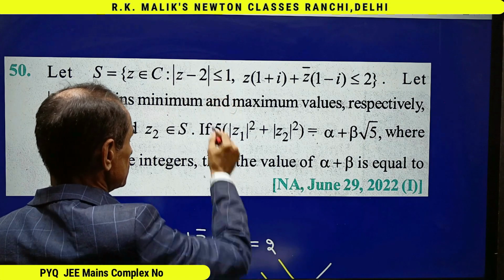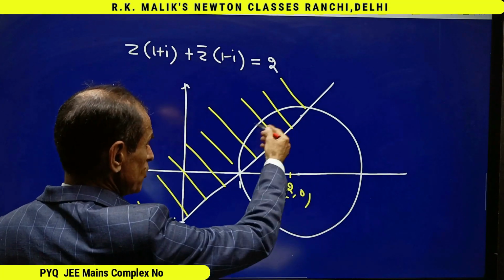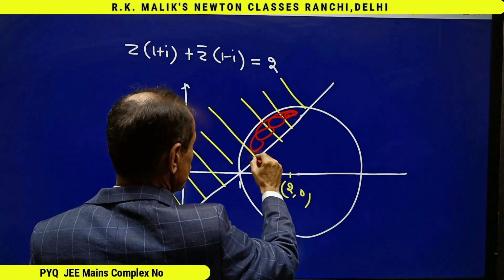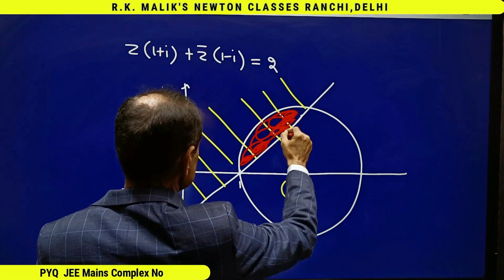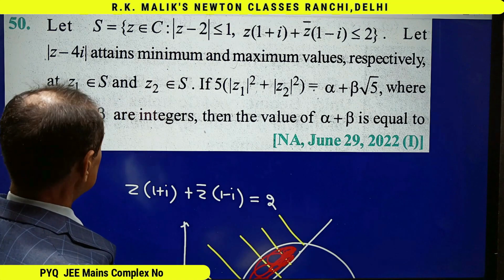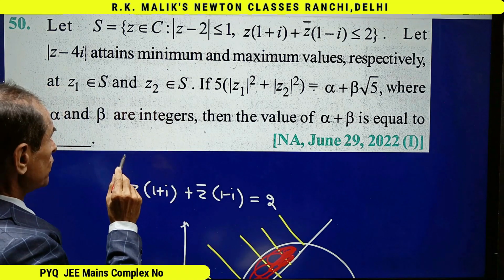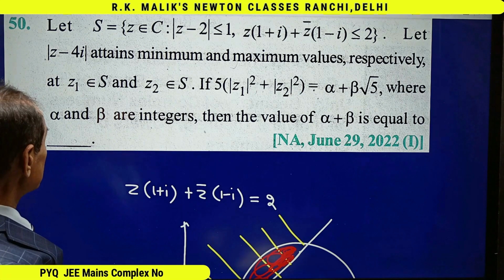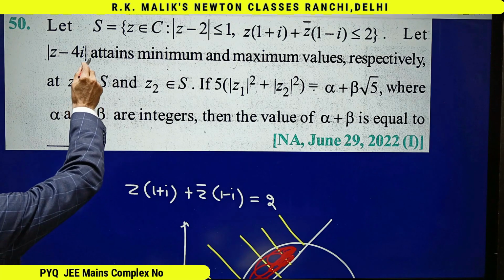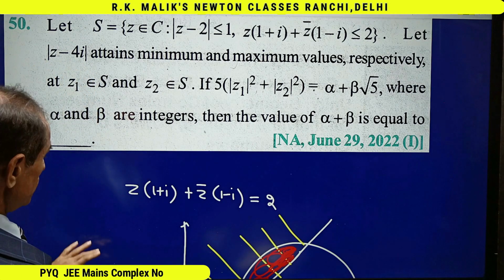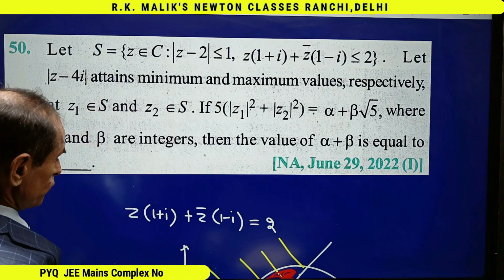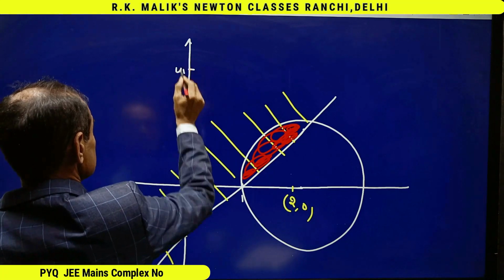That is, I can say this inequation represents all these points, and clearly this is the common set of points which will satisfy both these inequations. And now I have to find the value of z1 and z2, where z1 is the complex number for which this is minimum and z2 is the complex number for which this is maximum. Clearly this represents the distance of z from 4 iota. 4 iota is somewhere here.